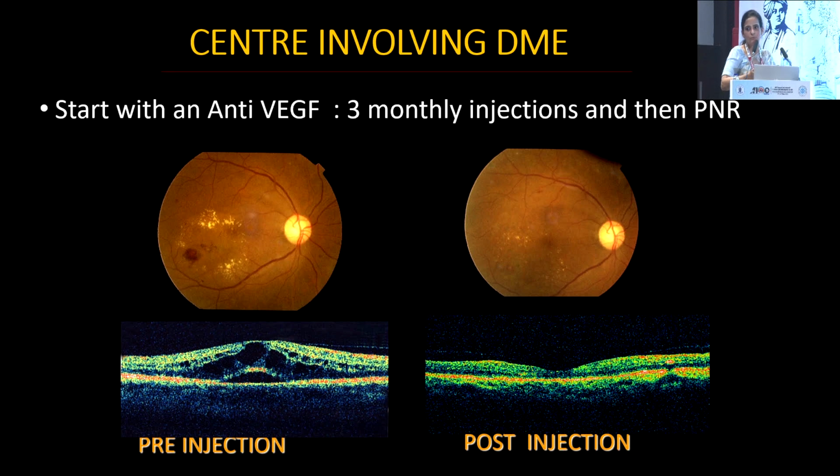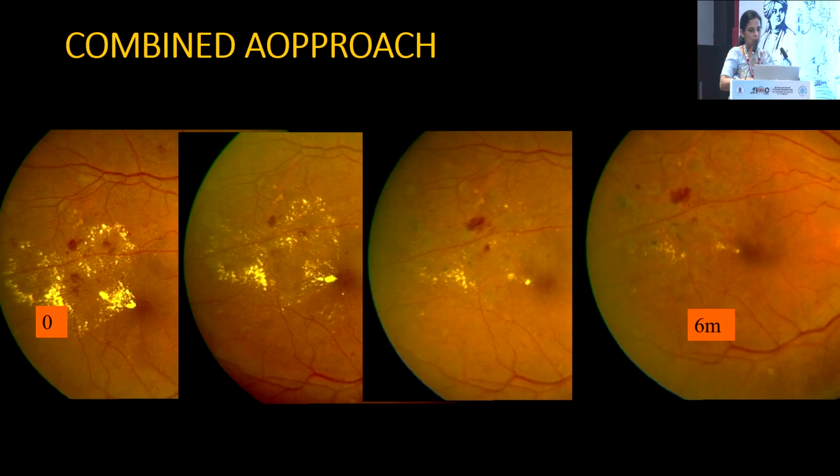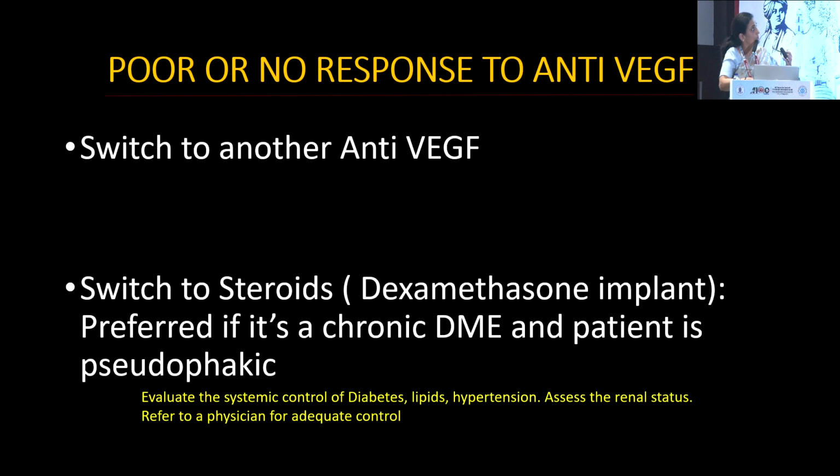Many patients assume a single injection is a panacea cure for everything, but you have to tell them right in the beginning itself. You can also do a combined approach where you give an injection and you supplement it with laser. And you see these hard exudates and hemorrhages have disappeared. If there is no response to the anti-VEGF, you can either switch to a second anti-VEGF, or what I prefer is to switch to steroids, that is the dexamethasone implant. Especially if the edema is chronic, where there are large cystoid spaces, sometimes I also start with the dex implant in the first go itself.